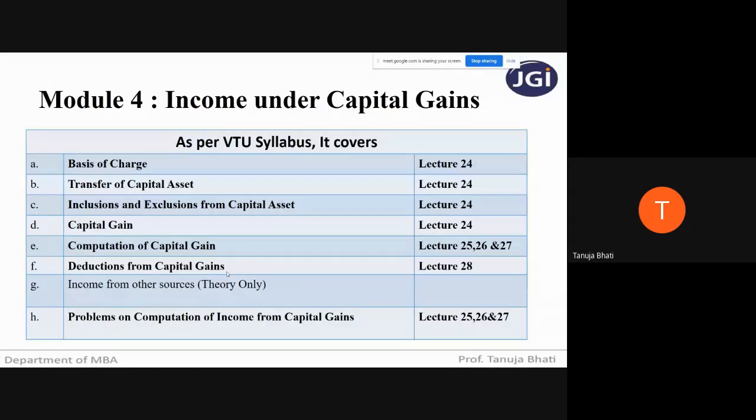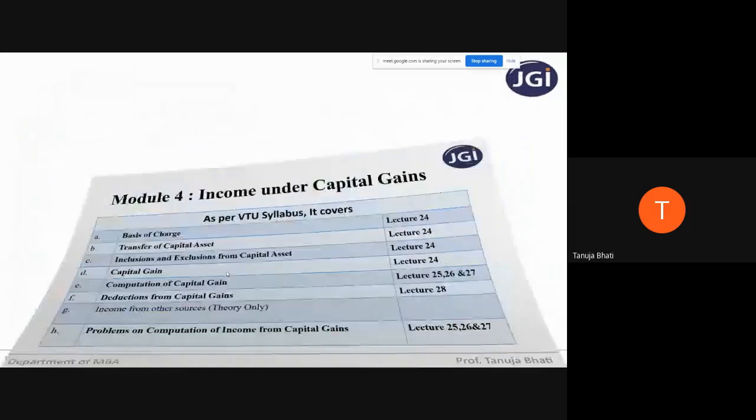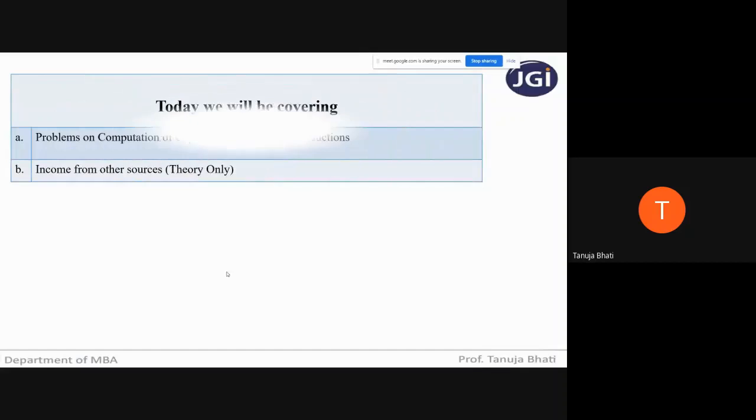So today what we will be doing is we will be seeing problems on computation of capital gain considering deductions, which we have seen in our previous lecture, different types of deductions from section 54 to 54B, 54F, 54EE, 54E. So considering those deductions, we will be seeing certain problems on that. And income from other sources, you have only theory students and nothing else.